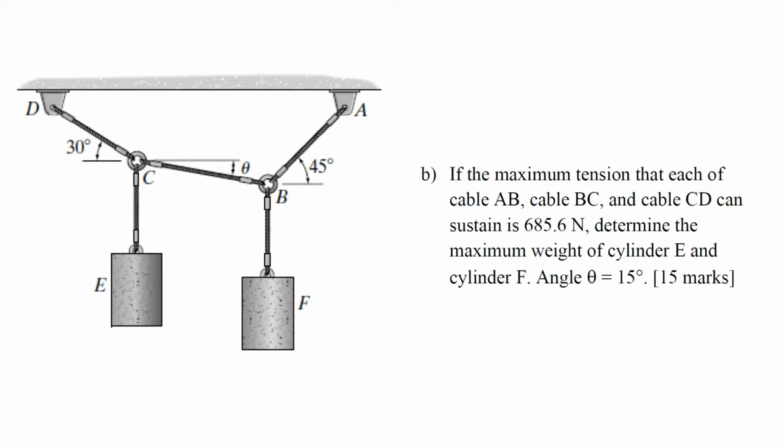Okay, we are here for the fourth question of today. You can see the diagram on the left, and the question goes: if the maximum tension that each of the cables AB, BC and CD can sustain is 685.6 Newton, determine the maximum weight of the cylinder E and the cylinder F. Angle theta is 15 degrees. So if you see the diagram, the angle theta is already given, but what we want to calculate is the maximum weight of E and F.